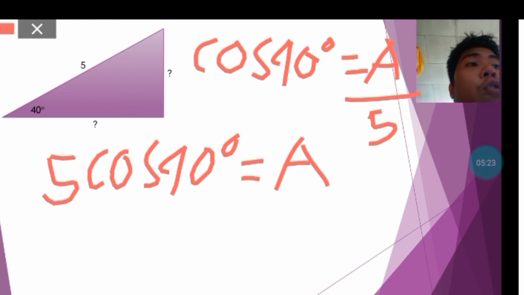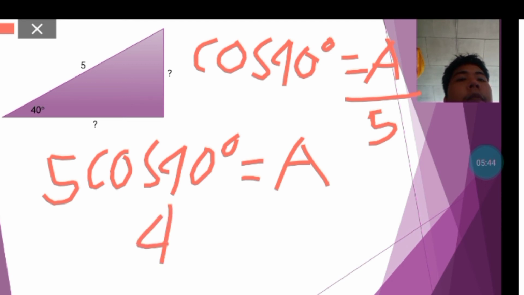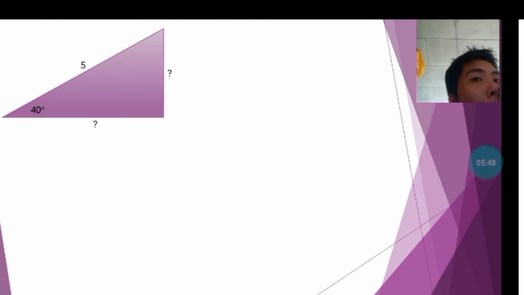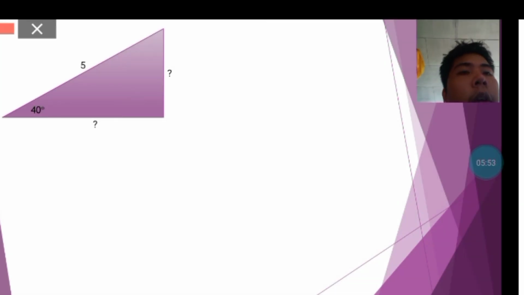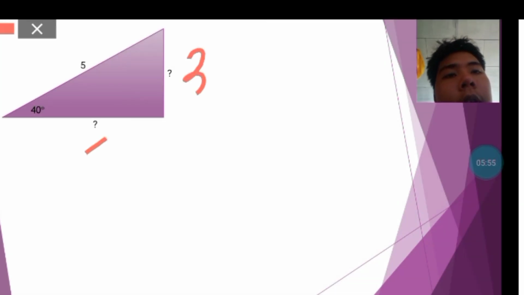It depends on you what variable you're going to use as a marker. We use the scientific calculator: 5 cos 40 degrees. According to the calculator, the value is 4. So in these missing parts, we have 3 and we have 4.